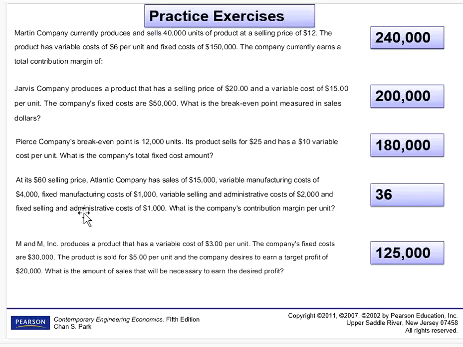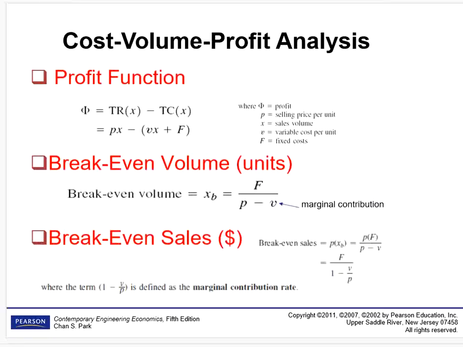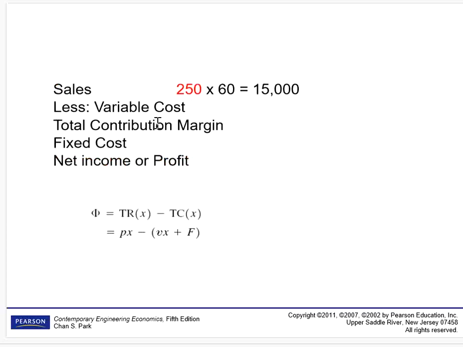So maybe some fixed cost is given, but we don't need it. So be careful how to solve these questions. It's not difficult, you only need to use these formulas. How we calculate sales minus variable cost equals contribution margin, minus fixed cost equals net income or profit, or using this equation in case you want to find X or P or F, whatever.